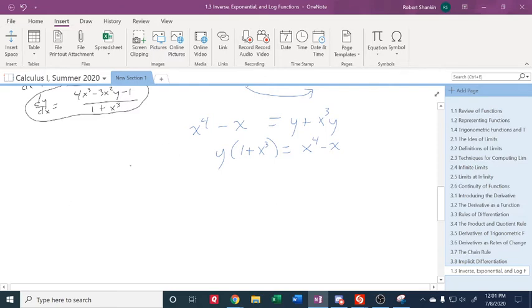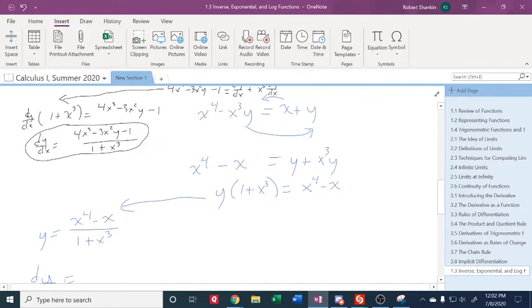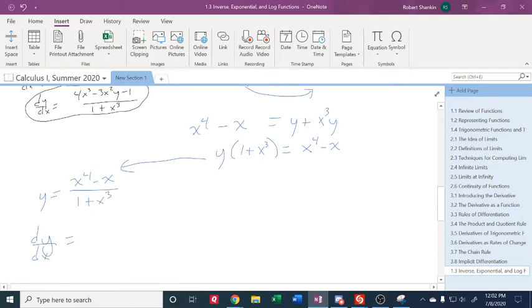Divide. So let's go back over here. Y equals x to the fourth minus x, or 1 plus x cubed. Now, dy dx. This is going to give me a better answer. It's going to look more complicated. This answer looks nice and compact. This one is probably going to look worse, but it'll be a better answer. Why will it be a better answer? Because it will only have the input variable.